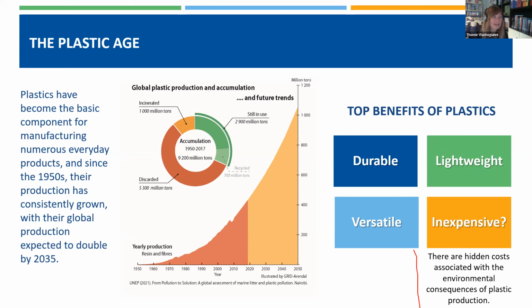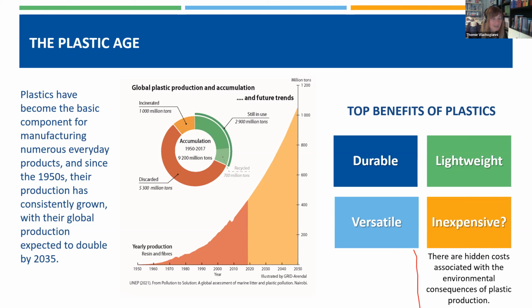Why has this happened? Simply because plastics exert some benefits. And these benefits are because plastics are durable, lightweight, versatile, and they have a relatively small cost. Many claim that they are inexpensive. In fact, they are not inexpensive because there are hidden costs associated with the environmental consequences of plastics. However, they are indeed a material that is characterized by a rather small cost. And this is precisely why we are going through the plastic age.